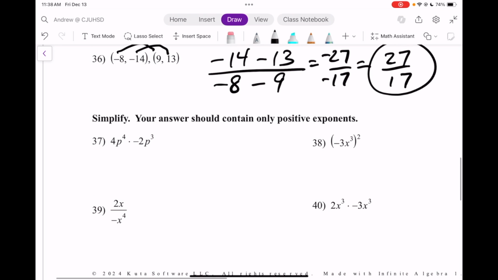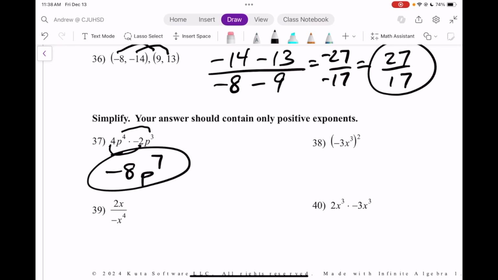Okay, now we have exponents. Remember, treat the numbers with the numbers the same way you always treat numbers. 4 times -2 is -8. Now for our exponents, p to the 4th times p to the 3rd is p to the 7. You add them together. 38 is -3 x to the 3rd times another -3 x to the 3rd. So this is going to come out to be +9 x to the 6th. And of course you can figure out x to the 6th by doing 3 times 2 at the beginning.